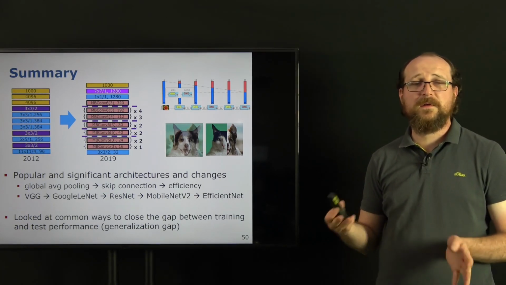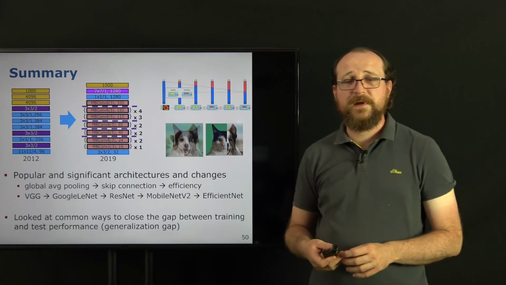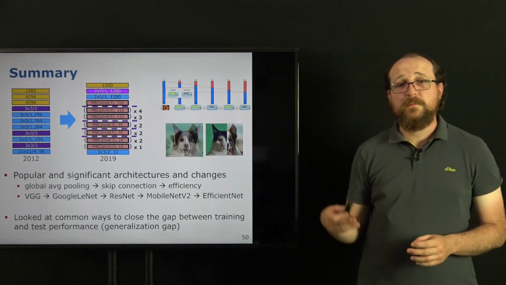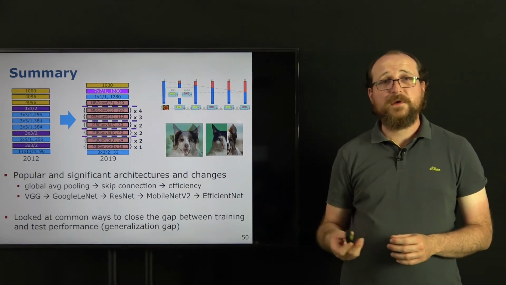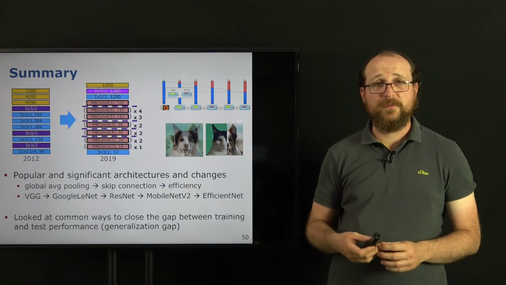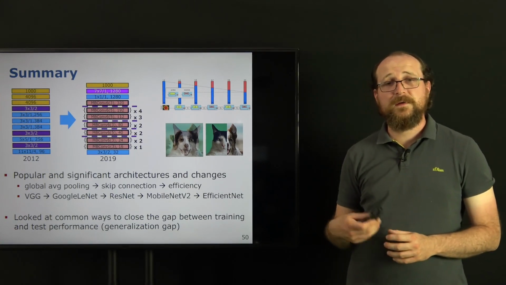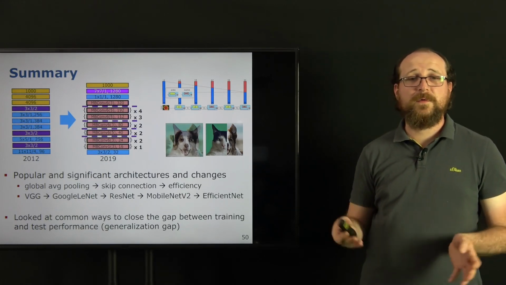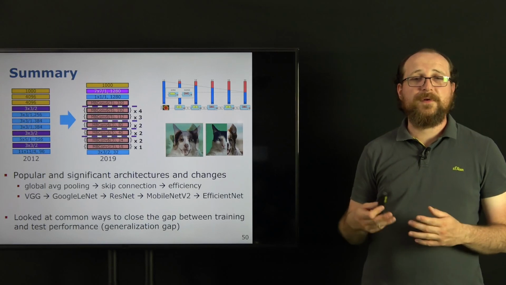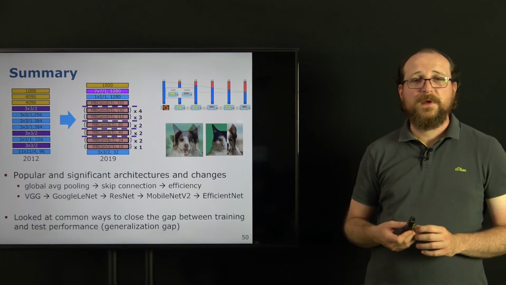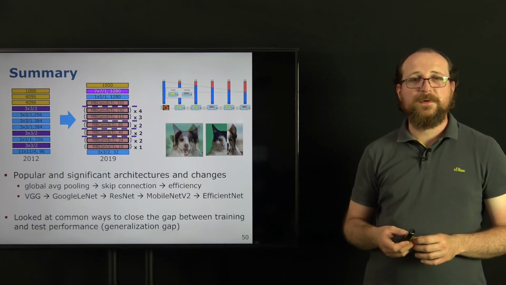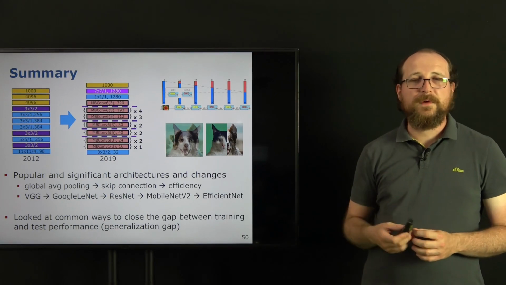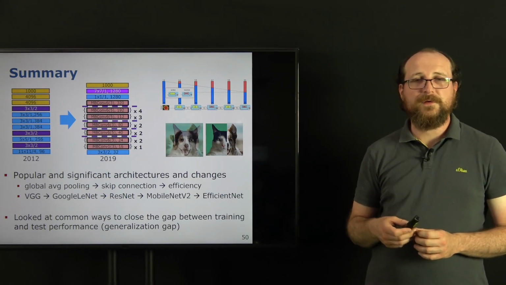We started with VGG, GoogLeNet, then ResNet, and came to MobileNet version 2, which improved much on efficiency by using fewer parameters but also fewer compute operations, and then the EfficientNet. And we looked at common ways to reduce the gap between the training and test performance, to reduce the generalization gap. For this, I introduced some different strategies that you can use.